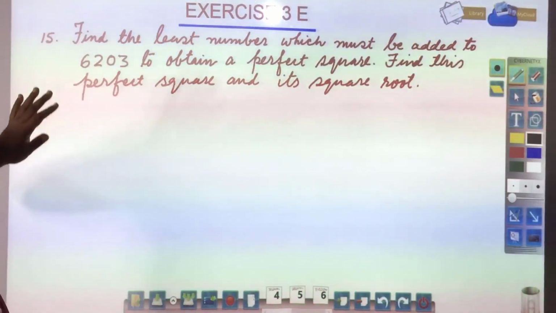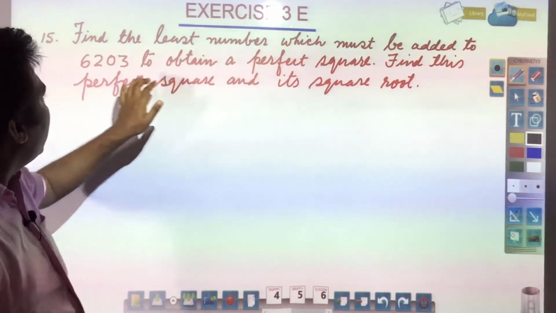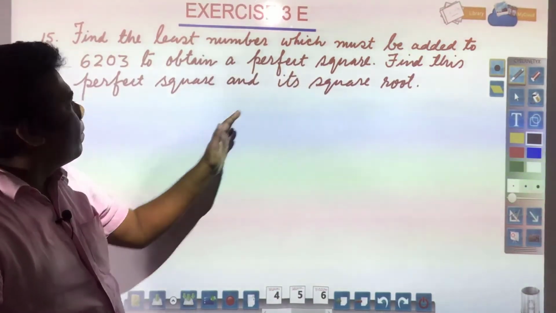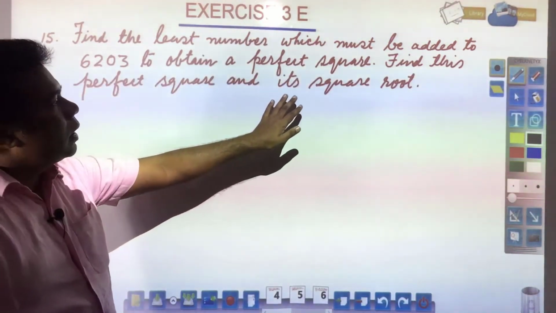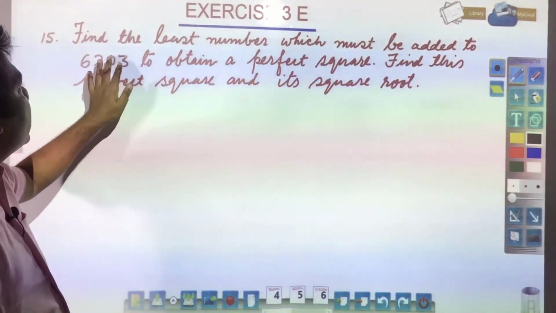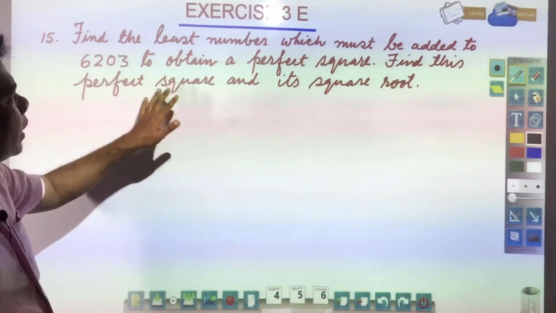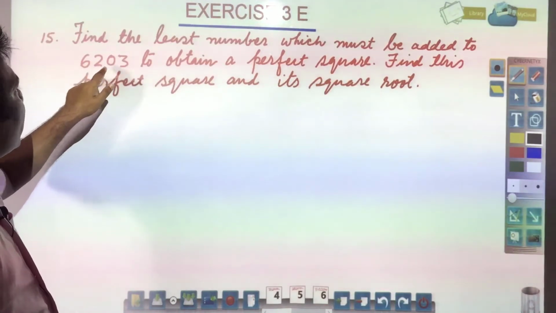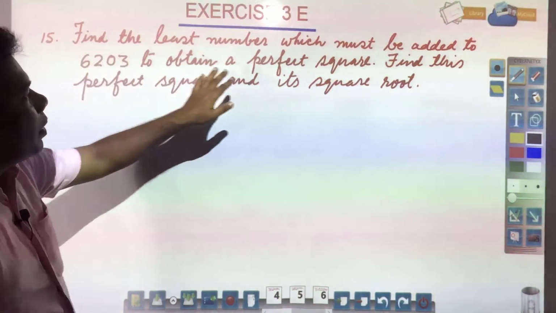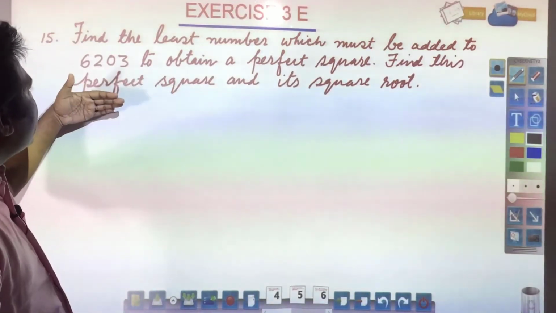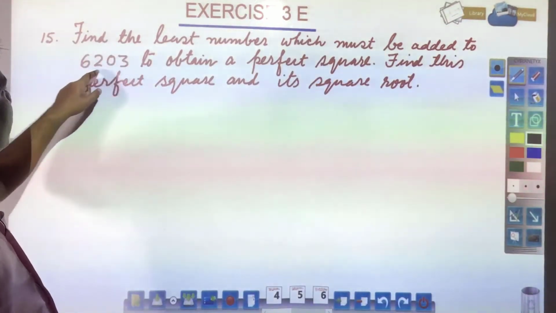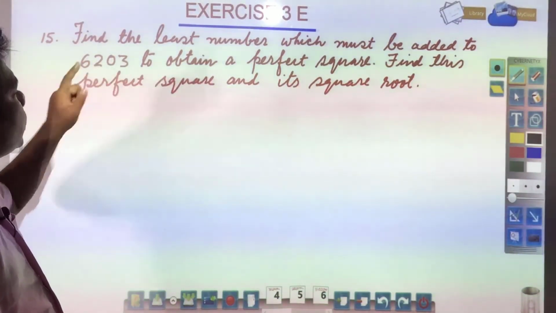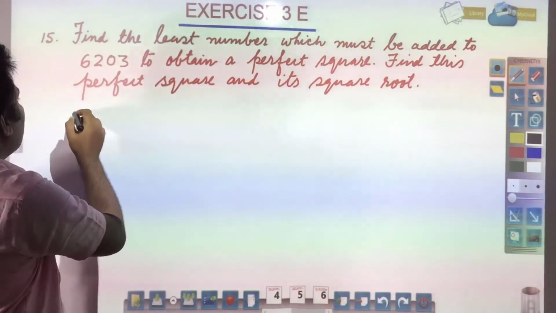Your 15th question: find the least number which must be added to 6203 to obtain a perfect square. Find this perfect square and its square root. So, what is required to be done here? In last class also we had seen similar questions, and in examples also we had done this type of question. So, 6203 you have, you need to find out a perfect square. For this you need to try to find the square root of this number, so that we can find out what number should be added to it so that it will become a perfect square. So, here you see how we will solve.